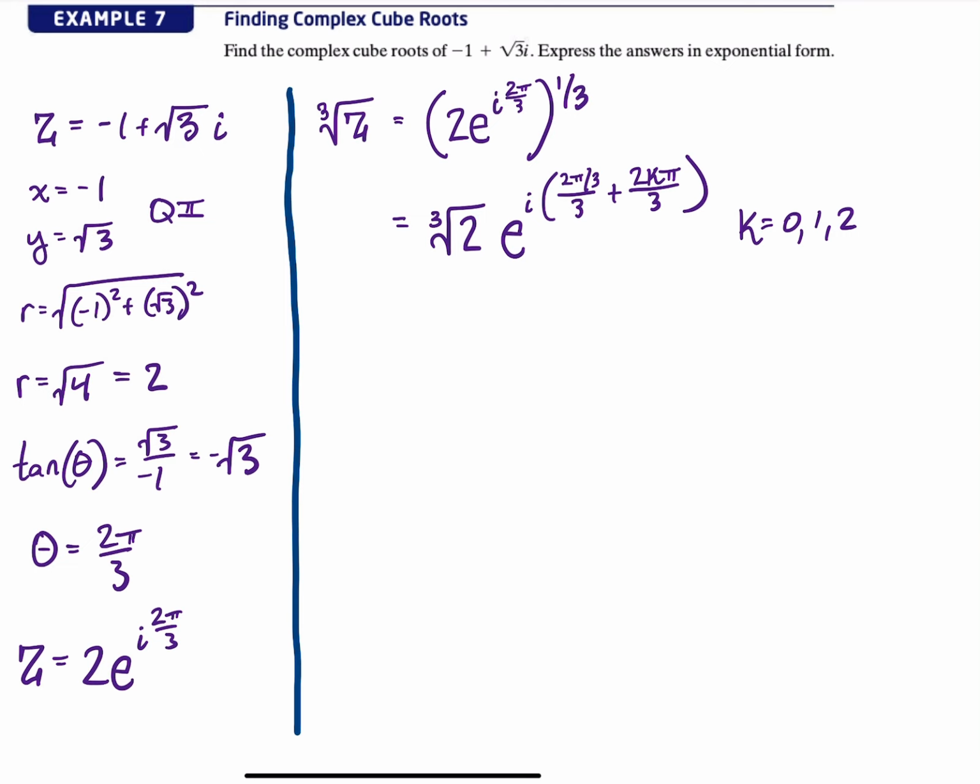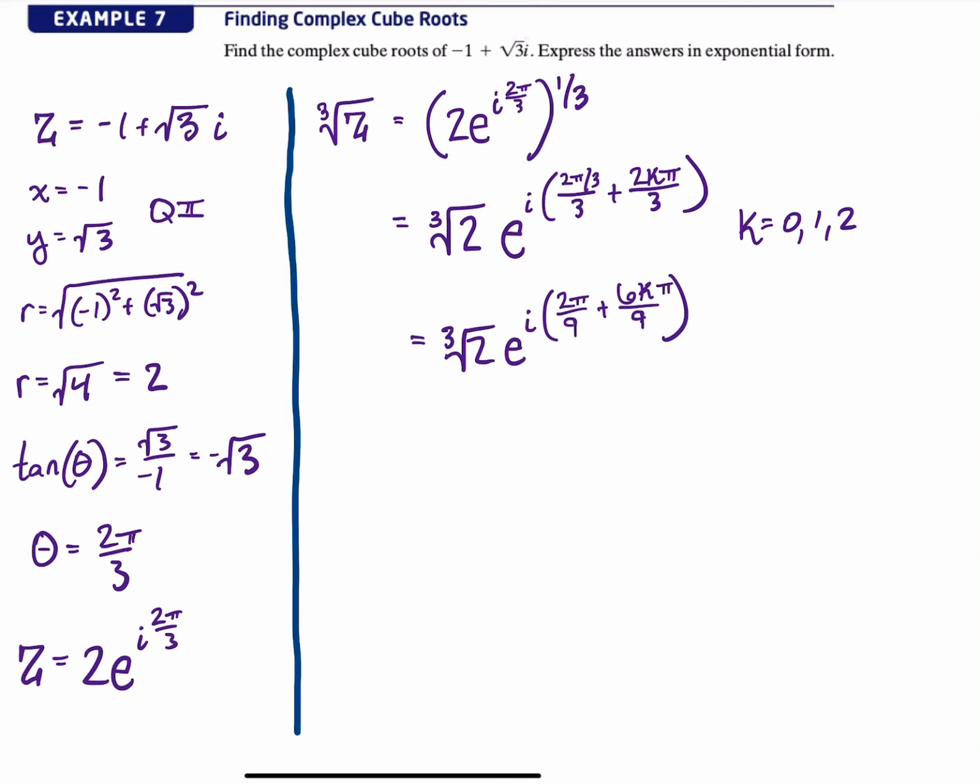So let's just simplify what's in that exponent a little bit. So this will be the cube root of 2 times e to the power of i times, that looks like it will be 2 pi over 9. And let's get a common denominator here. 2k pi over 3, we can express that as 6k pi over 9, since we're going to be adding this to our 2 pi over 9. So I just multiplied the top and bottom of that fraction by 3. So we get 6 on the top and 9 on the bottom.